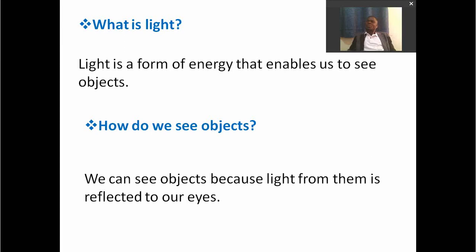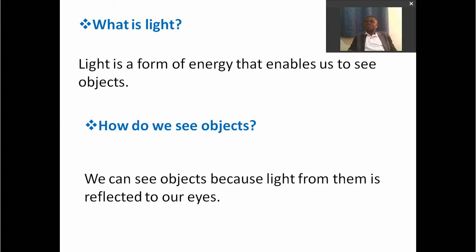Together, we can see objects because light from them is reflected to our eyes. Good. So, when light rays from the source hit an object, that object will reflect the light rays to our eyes for us to be able to see the object. Take an example. The sun is a source of energy. Maybe it is during the day, you are seeing a car. How are you able to see that car? The light rays from the sun will run and hit onto the car. And then from the car, they will be reflected to your eyes, and then you'll be able to see the car.